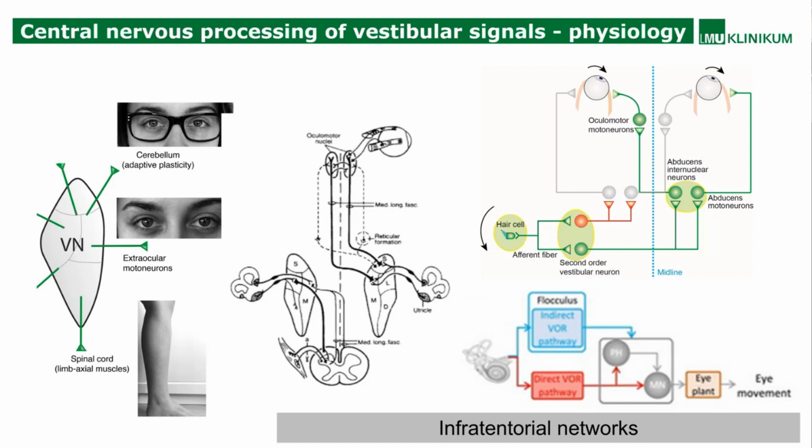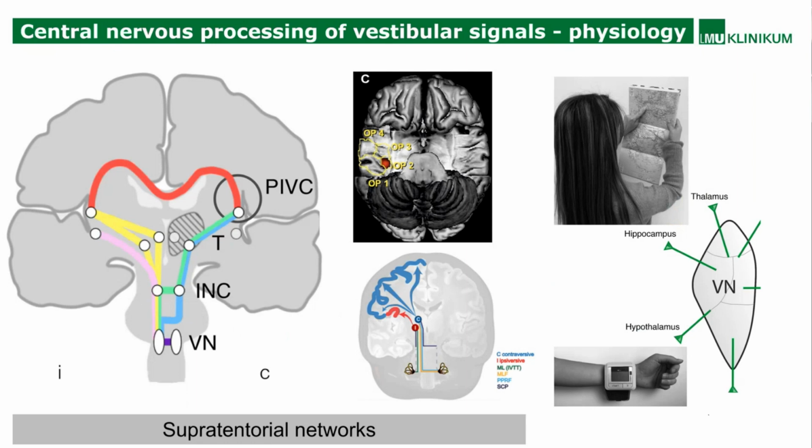But this is mostly what the reflexive movements are about. It's kind of the hardware of how to keep balance and how to keep stable gaze. But of course, it's not about perception or any higher vestibular functions. And therefore, there is more than these infratentorial networks; there are also projections which run up to thalamic and cortical levels.